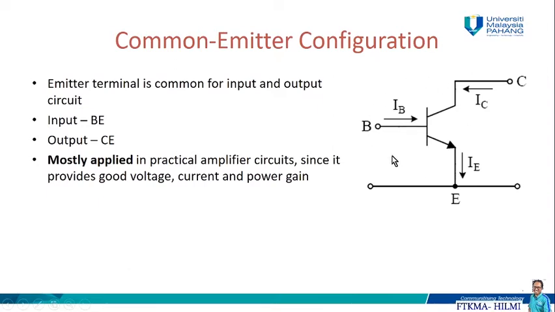So this is the kind of current flow that we were introduced to in the beginning of the video. This is mostly the applied configuration that acts as an amplifier in a circuit, because it provides good voltage, current, and power gain. In this configuration, we can use a relatively small current IB for the base, but we get an amplified output at the emitter.